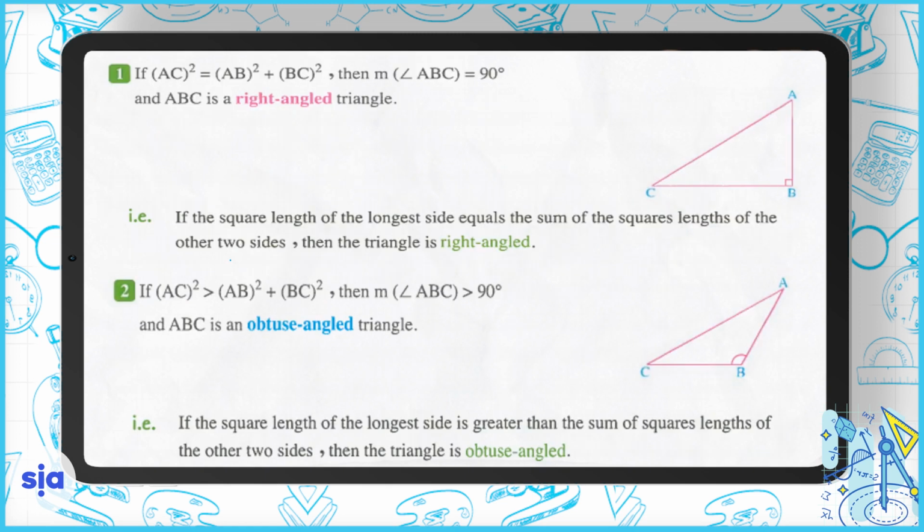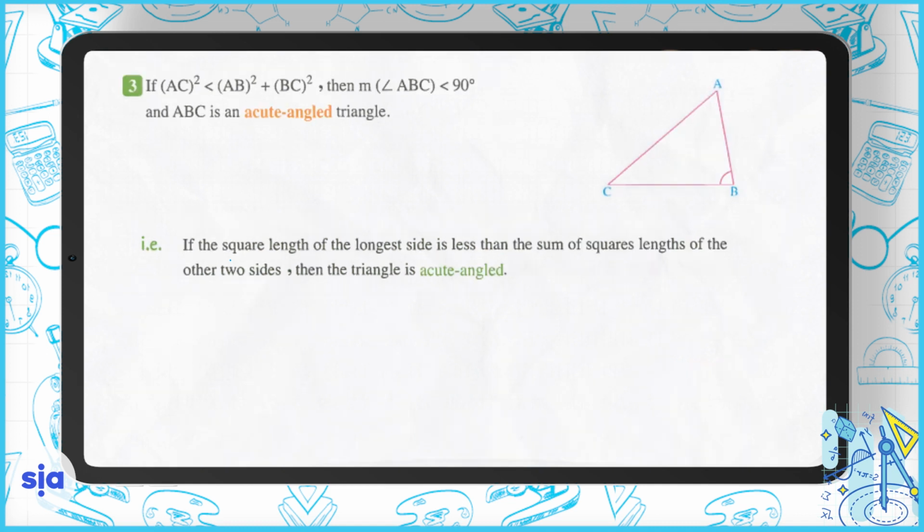If the longest side squared is equal to the sum of the squares of the other two sides, then it is a right triangle. If the longest side squared is greater than the sum of the squares of the other two sides, then this is an obtuse triangle. If the square of the longest side is less than the sum of the squares of the other two sides, then it is an acute triangle.